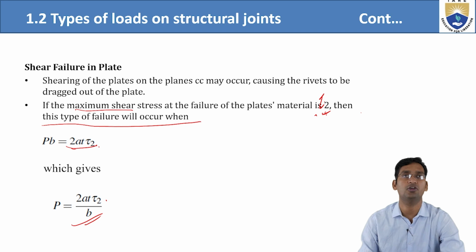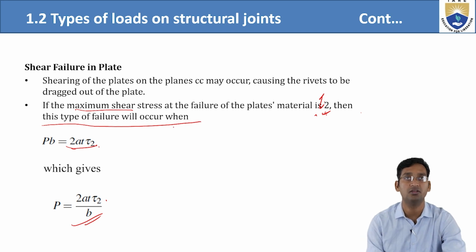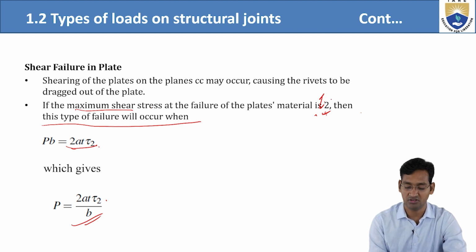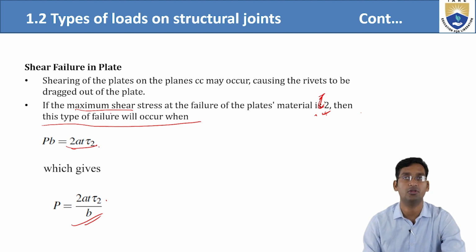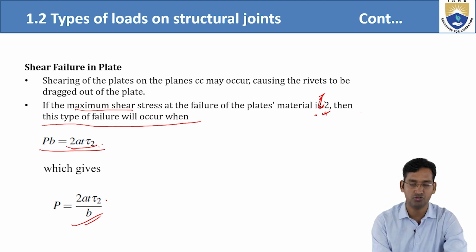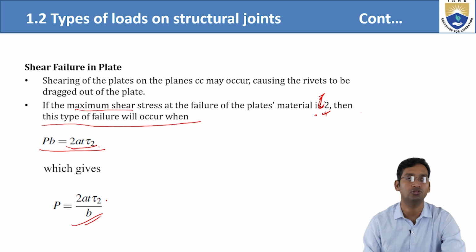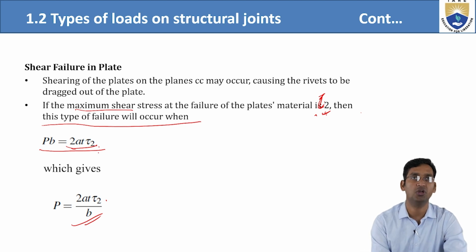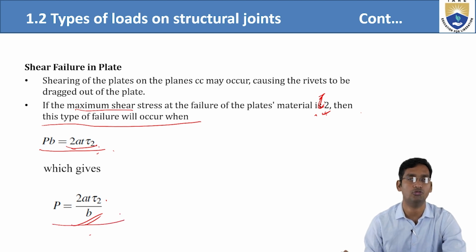Next is shear failure in plate. You see a shearing of the plate on the plane CC, along that one, may occur, causing the rivet to be dragged out of the plate. So with the rivet dragged out, what happened? That shear will act that way. This is tau 2. The maximum shear stress at the failure of the plate material is tau 2, which we are experiencing. Then PB equals 2AT into tau 2. So what will be the P? P will be equal to 2AT into tau 2 by B.